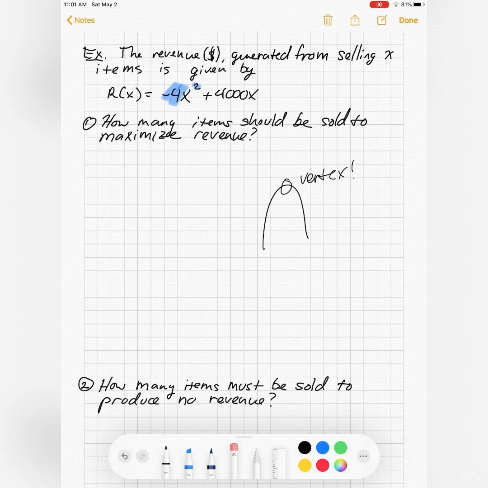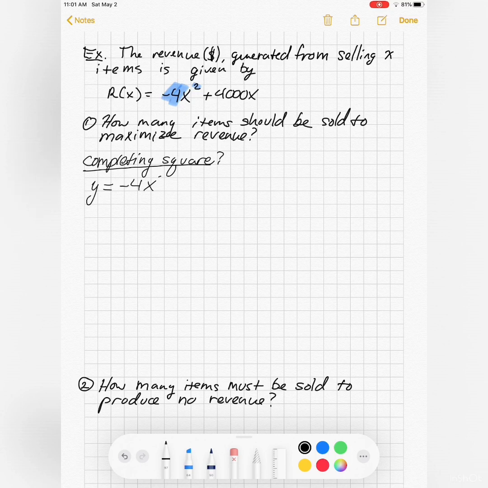Should I try this one by completing the square? I could use the shortcut formula or completing the square. Let's try it this way. There's no constant, so nothing to move to the other side. So I would go ahead and divide. Then I would go ahead and find my special number.